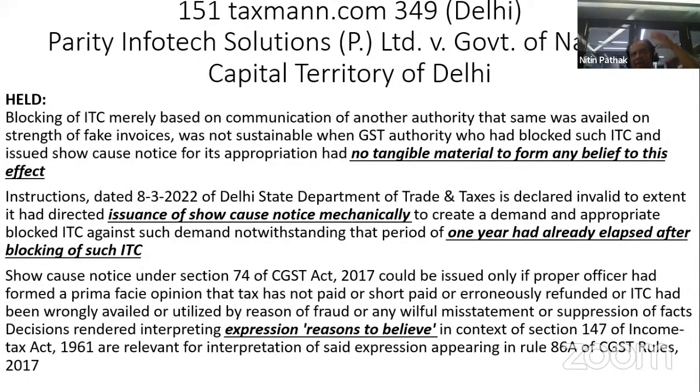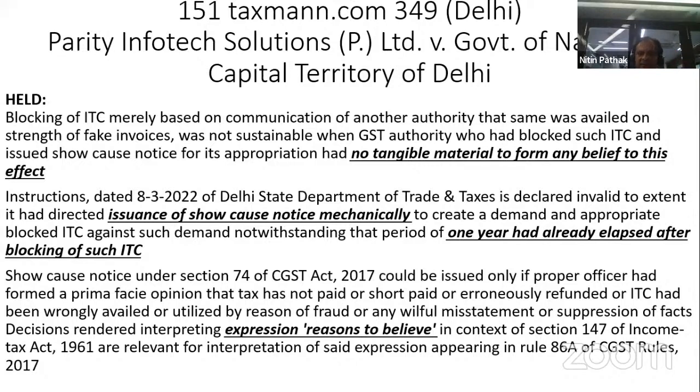And for that, there is a procedure: pre-SCN stage, SCN stage, and order stage. At the pre-SCN stage, a DRC-01A notice in Form A should be given, then DRC-03 should be issued, DRC-04. There is Part A, DRC-01A, Part B. So these are the procedures you need to follow under Section 73, read with 74. The procedure for the pre-SCN stage, SCN stage, and order stage needs to be followed. Here, none of the three is complied with. Hence, the order is likely to be rejected.